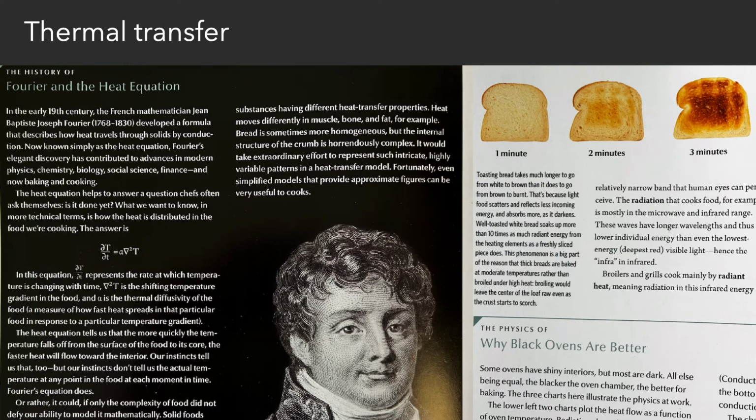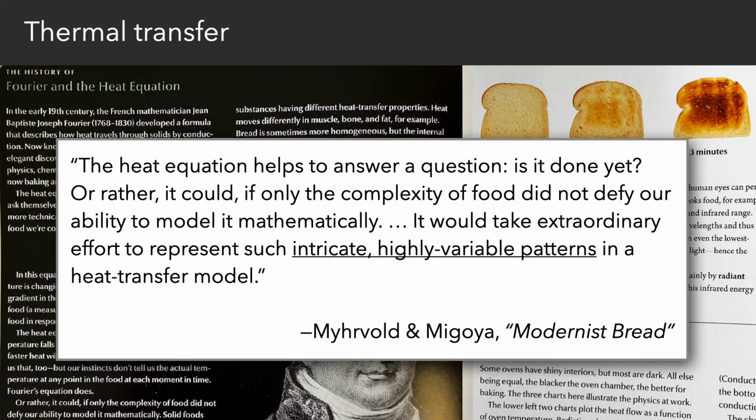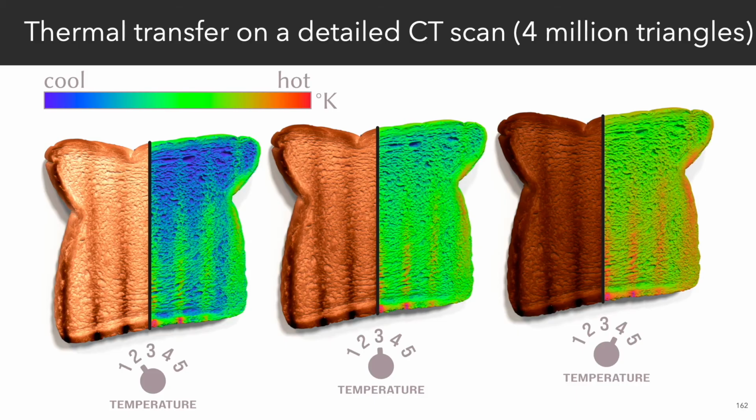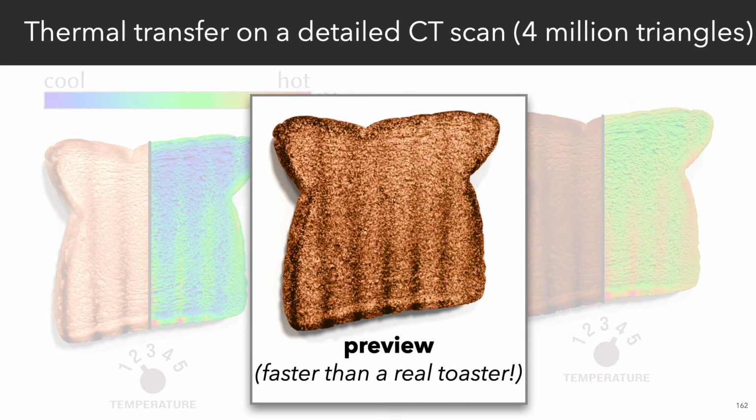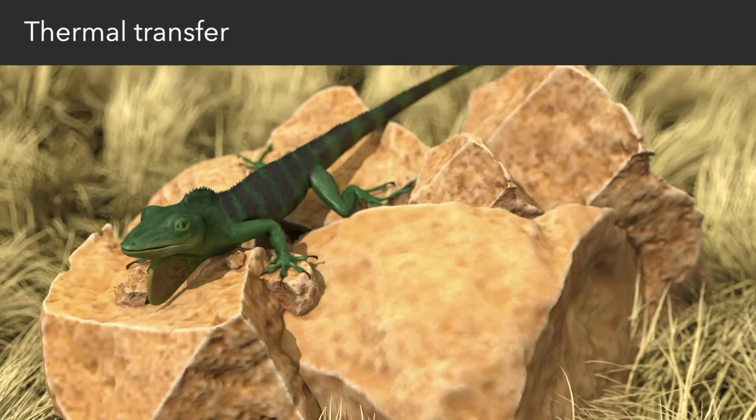Here's another example, not from a math or engineering textbook, but from a book on baking bread, where they say it would take extraordinary effort to represent such intricate, highly variable patterns in a heat transfer model. So we took this on as a challenge and used walk on stars to simulate how bread will brown under different conditions on a detailed CT scan with 4 million triangles. Our Monte Carlo solver provides a preview faster than a real toaster, demonstrating how physical simulation can be made more like rendering in terms of progressive and view-dependent feedback.